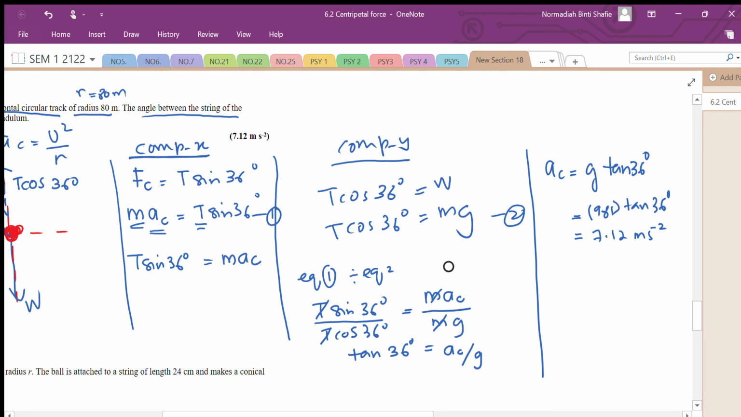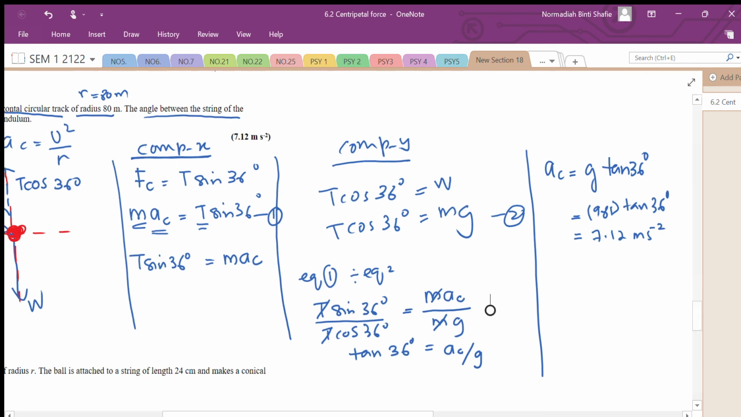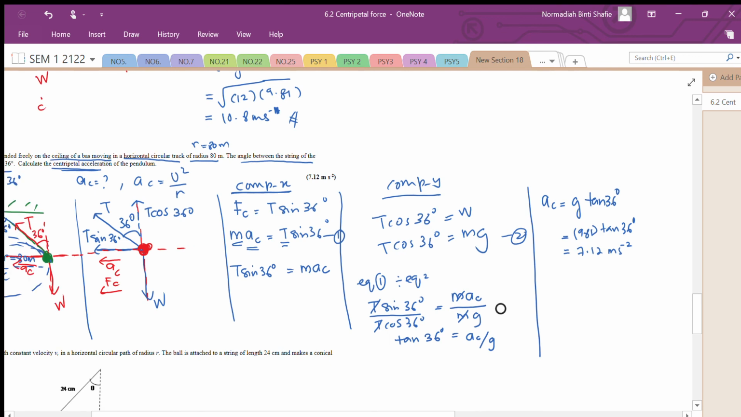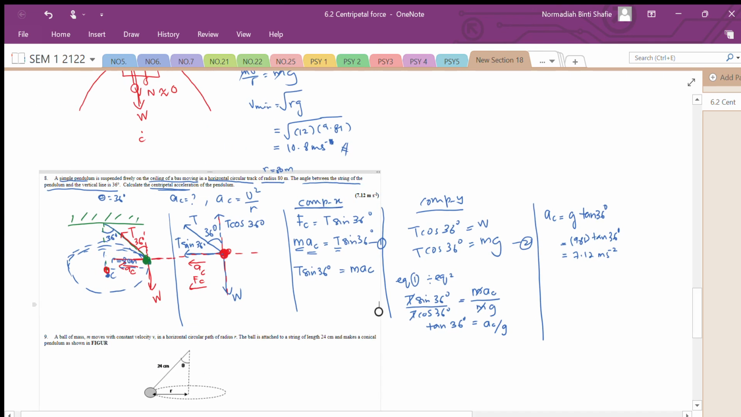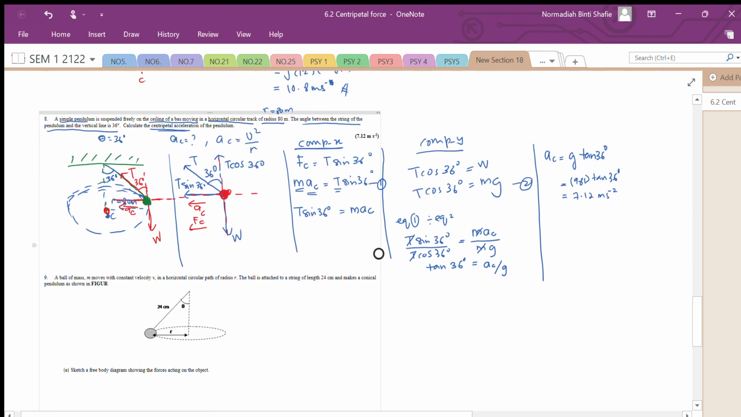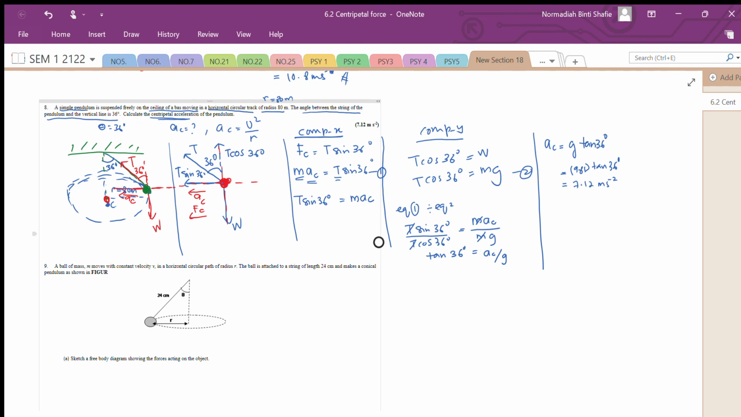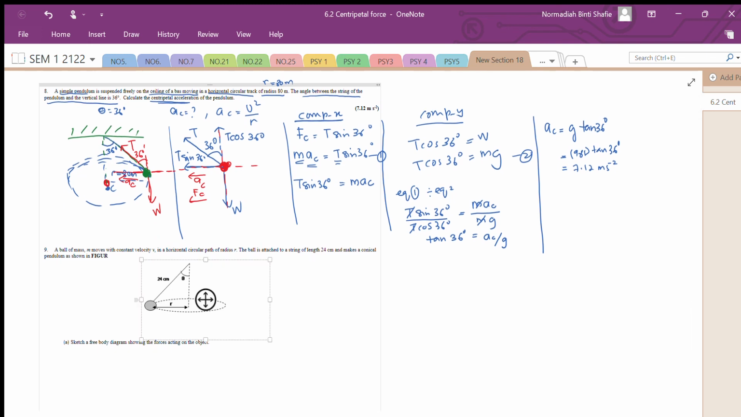Alright. So, ini adalah solution bagi soalan number, panjang sikit dia punya solution, number 8. Saya stop at here dahulu and then next video saya akan proceed dengan soalan number 9.